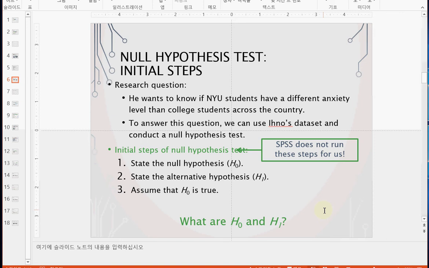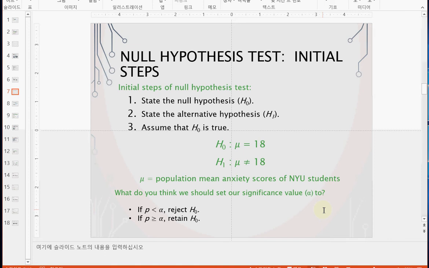To answer this question, we should follow the steps of null hypothesis testing. So the first thing to do is just state the hypothesis according to your research question. Since we expect to see a difference in anxiety level between the two groups, we can set the alternative hypothesis as mu is not equal to 18.